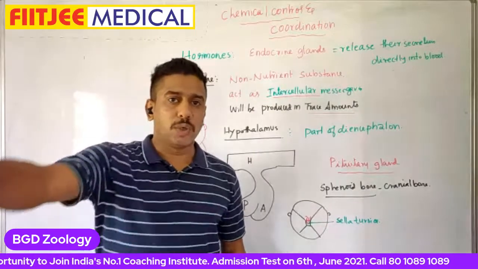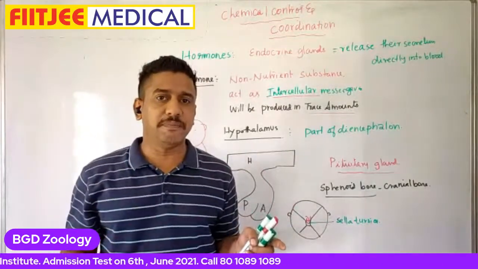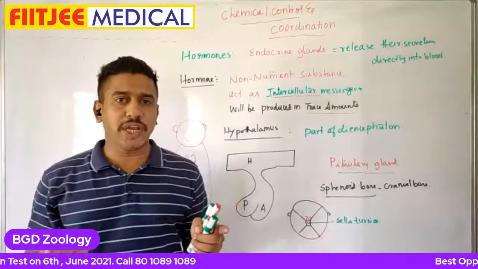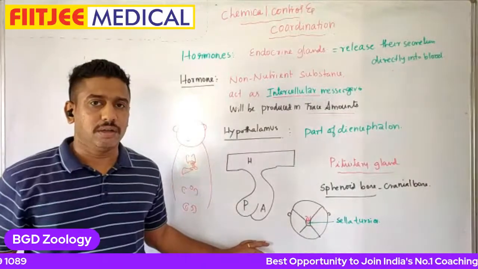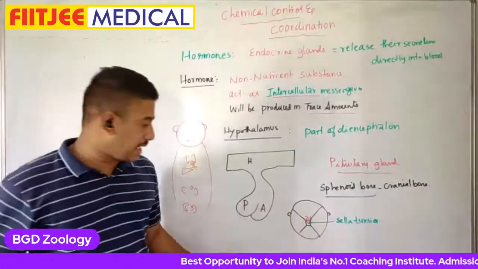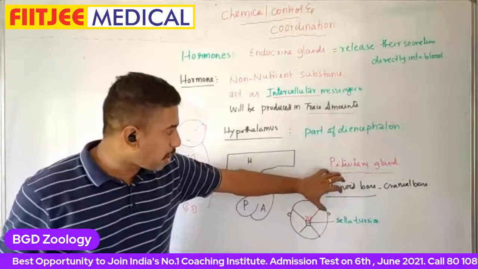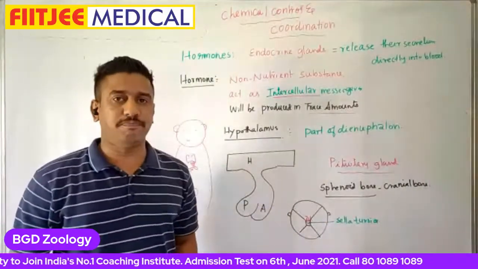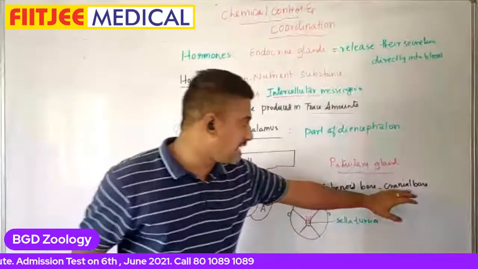Clear? Please understand, everybody, this pituitary gland and the hypothalamus are connected. Now, what I said after that: the pituitary gland is located in the sphenoid bone. What is the sphenoid bone? The sphenoid bone is a cranial bone.